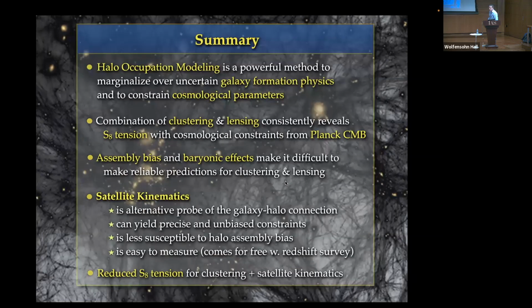All right. So to summarize, halo occupation modeling is a powerful method to marginalize over uncertain galaxy formation physics. That's one way to think about this, and thus constrain cosmological parameters. The combination of clustering and lensing consistently reveals this S8 tension. Assembly bias and baryonic effects make it difficult to make reliable predictions for this. Okay, you marginalize over all this, and we don't know really what happens. Satellite kinematics, I hope I've convinced you, is an alternative probe that can yield precise and unbiased constraints. It's less susceptible to halo assembly bias, and it's easy to measure. You don't have to do anything. And so far, maybe there's a reduced S8 tension on the horizon.